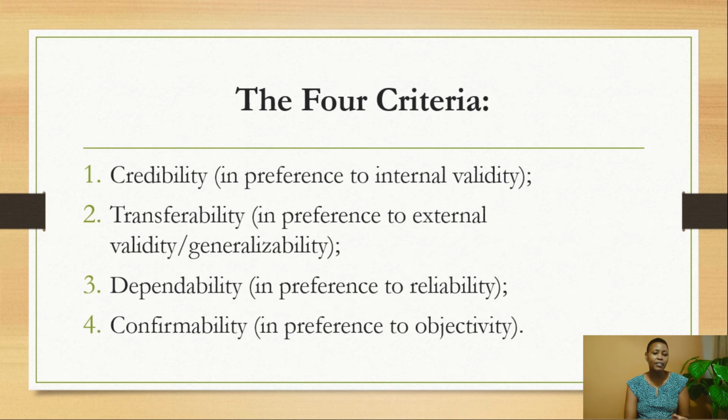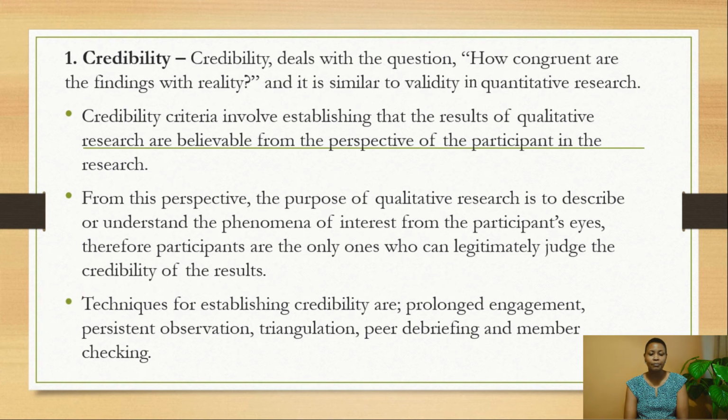And the 4 are credibility, which in quantitative is referred to as validity. Then we have transferability, which is similar to generalizability in quantitative. Then we have dependability, which is similar to reliability in quantitative research, and confirmability, which is similar to objectivity in quantitative research. So let's discuss each of these 4 criteria.